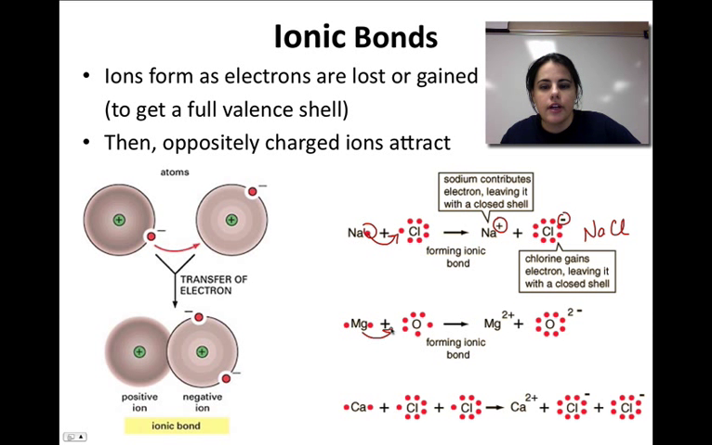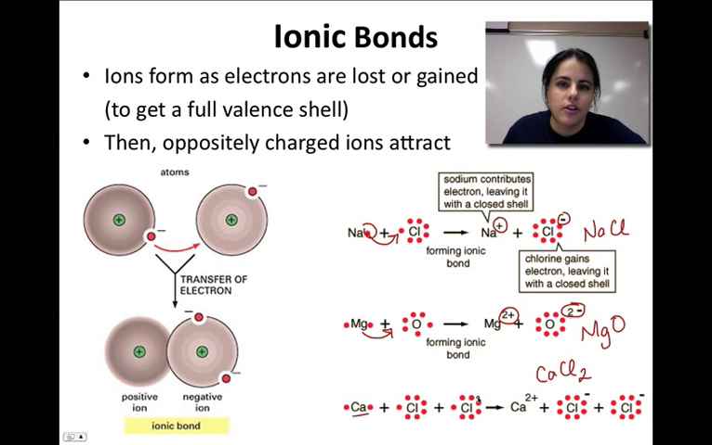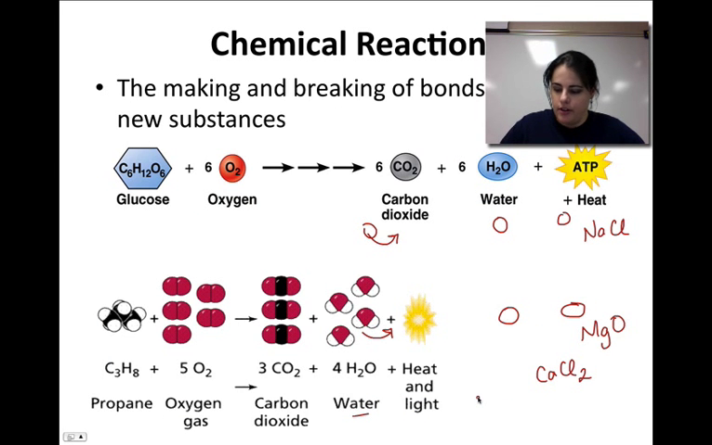Magnesium will lose its 2 electrons to oxygen, and so magnesium will get a plus 2 charge, and oxygen will get a minus 2, and you get magnesium oxide, which is an ionic bond. And then you get calcium chloride here when calcium gives an electron to each of these chlorines. And so an ionic bond is when the oppositely charged ions are attracted to one another.